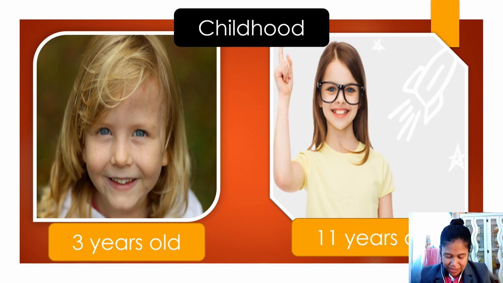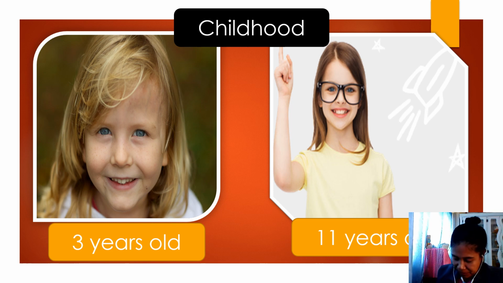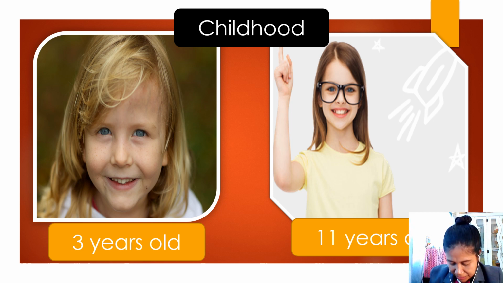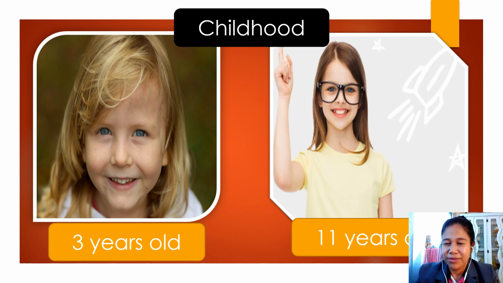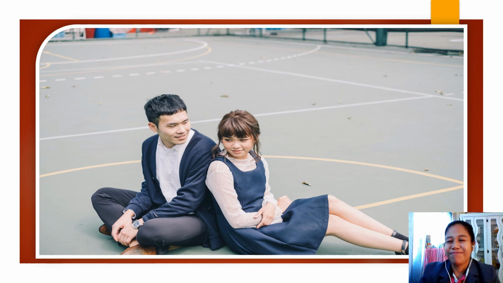So at this stage, the child grows and explores the world around him or her. The child learns to do many things on his or her own. The child learns to talk and make friends and play together. The child starts to go to school, just like you, although online, but you are studying. So that is what we call childhood stage. What would be the next stage?